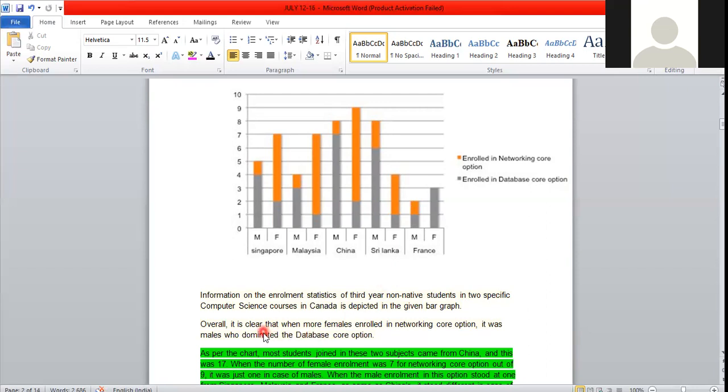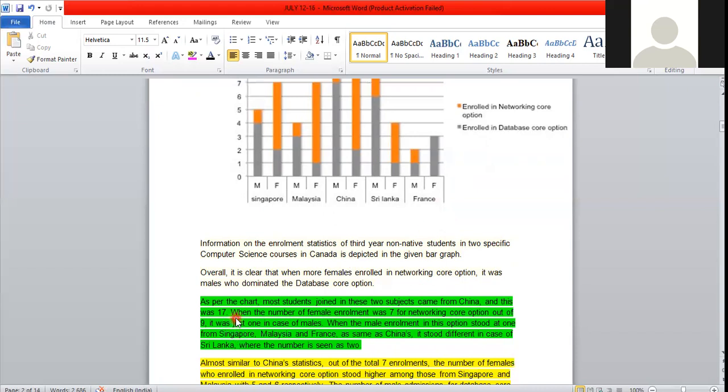So we can see the overview. On the whole, we can see that while more females enrolled in the networking core option, it was males who dominated the database core option. Database core option was dominated by the males, and networking core option was dominated by females. Okay, so you can say networking is all females. The gray one is males.